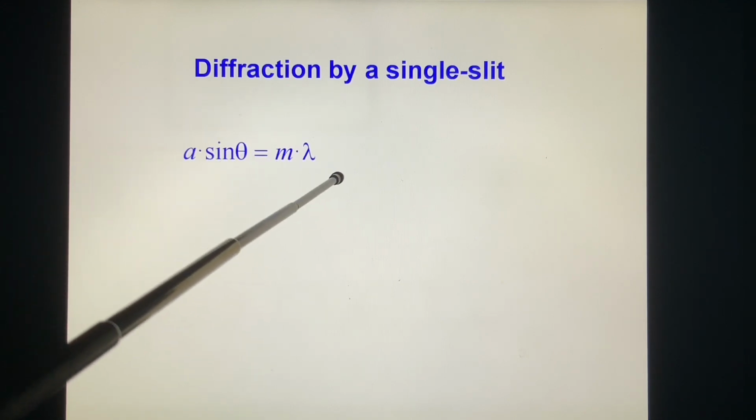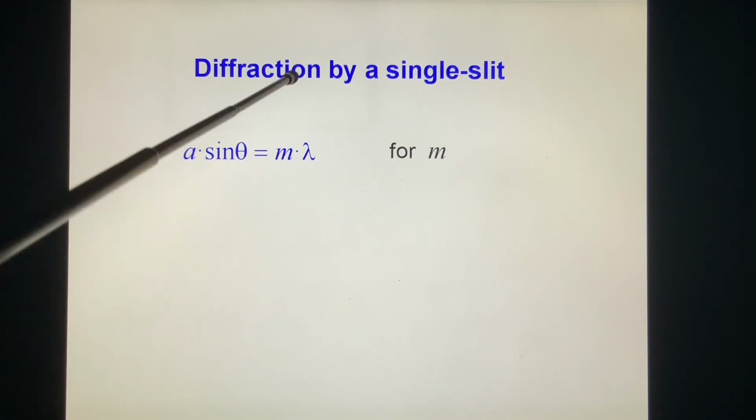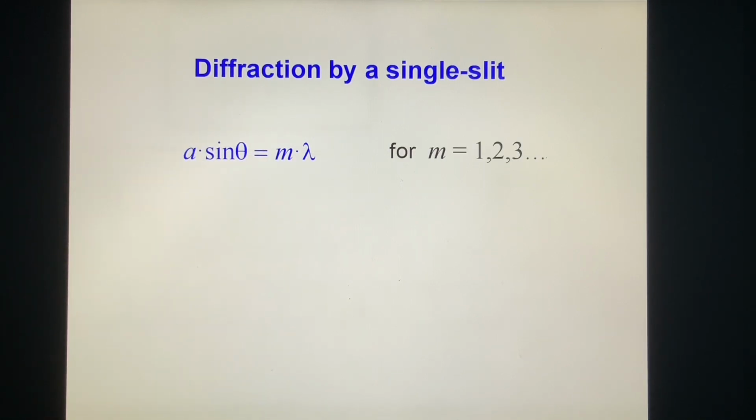Diffraction by single slit. This is the minimum condition, m equal to 1, 2, 3, 4. Okay, and we can find the theta.